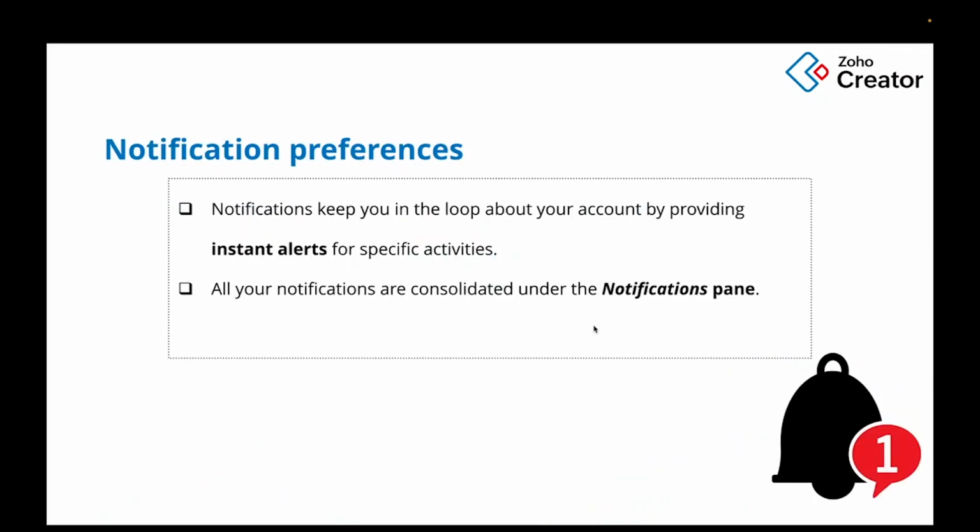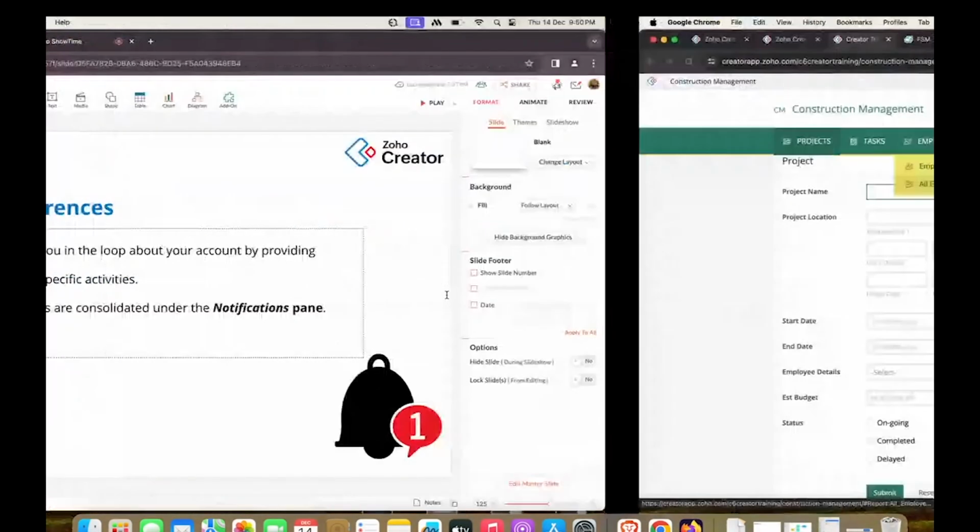Then we have the notification preference, which is again a new release enhancement. So what is this notification preference? This notification keeps you in the loop about your account by providing instant alerts for specific activities, and all your notifications are consolidated under the notification pane. So whenever you're writing any workflow, like an approval workflow, or adding a record comment, you will get to see a notification icon inside your application. I will show you that.